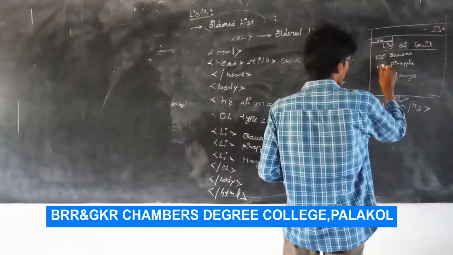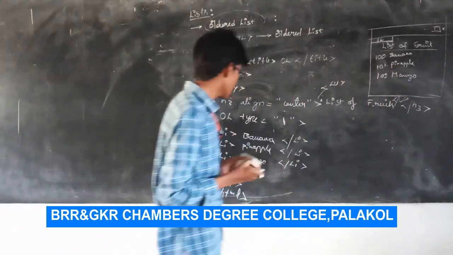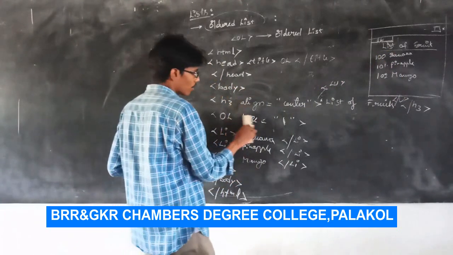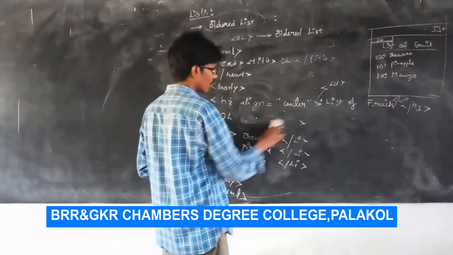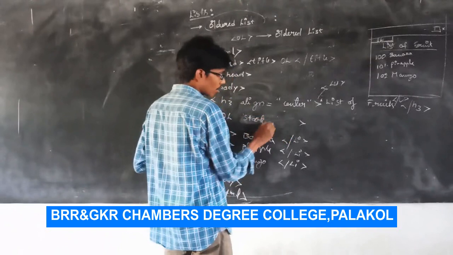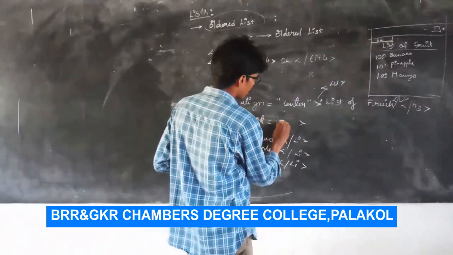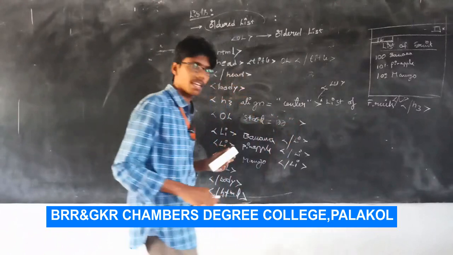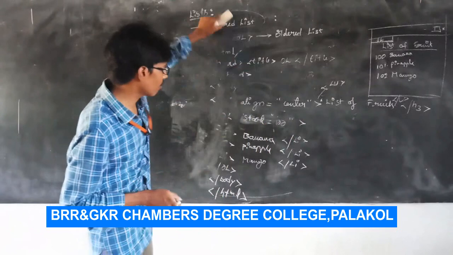For ordering like this, it is not type; you have to include the keyword start. If you want to start the order from 100. This is the sample example for an ordered list.